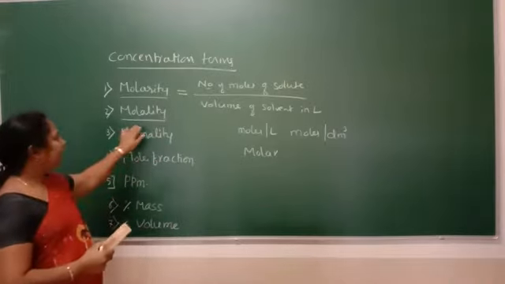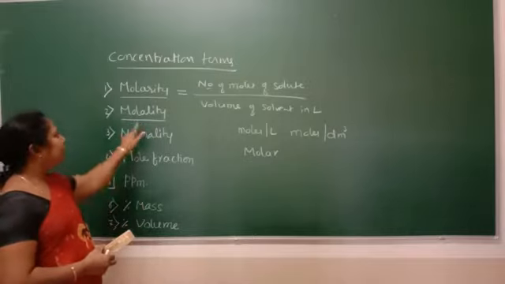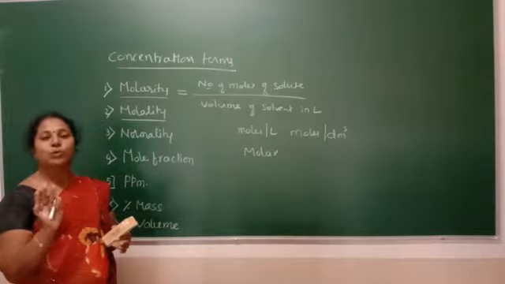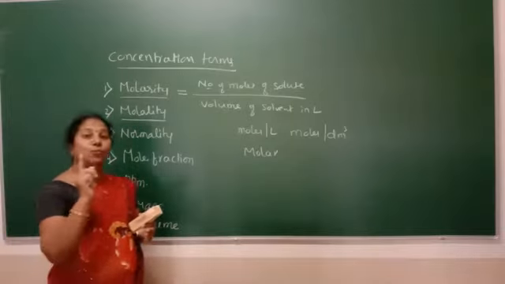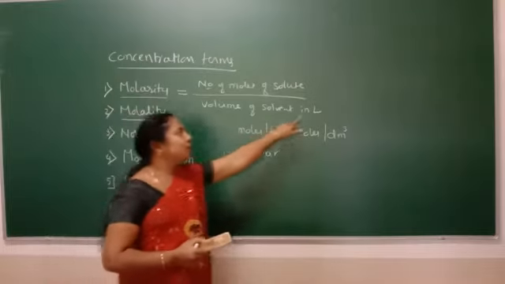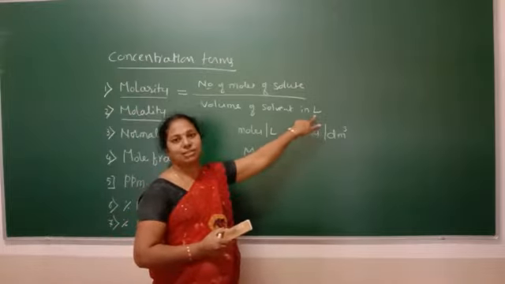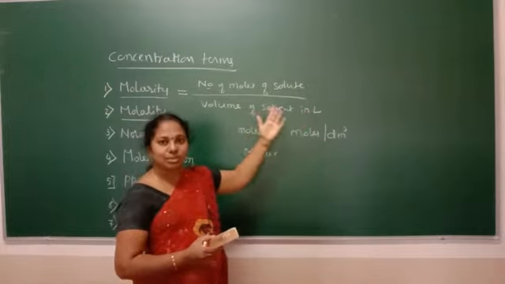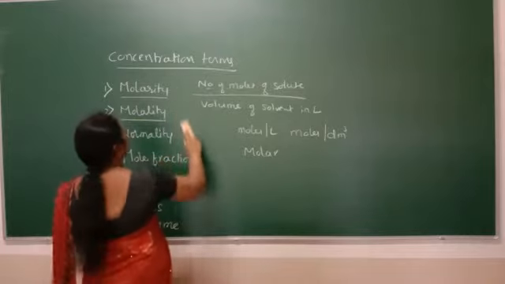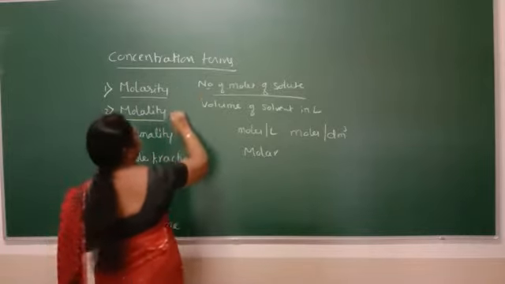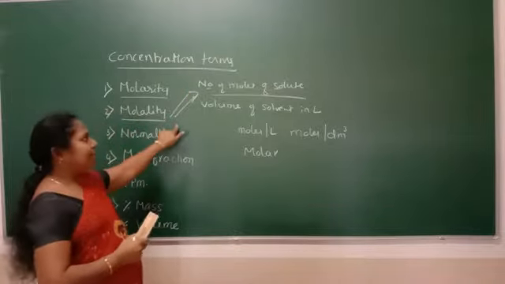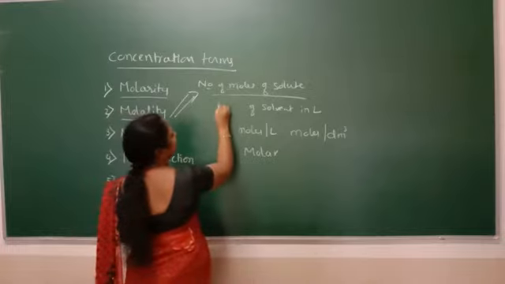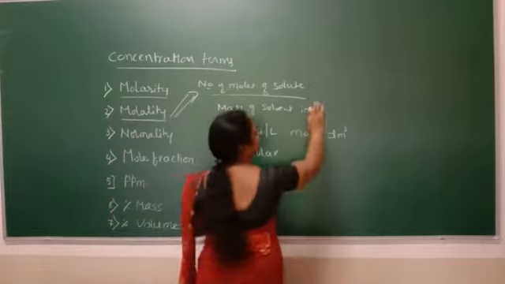Next, we will go through molality. The second concentration term is molality. How can we define molality? Molality can be defined as the number of moles of solute dissolved in 1 kg of solvent. So instead of 1 liter, we take 1 kg of solvent. That means we are expressing the solvent in terms of mass, that is, in kg.